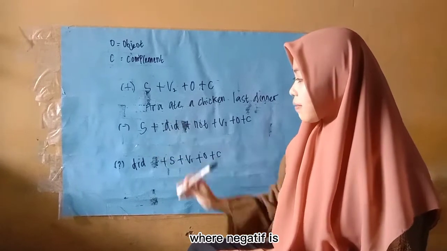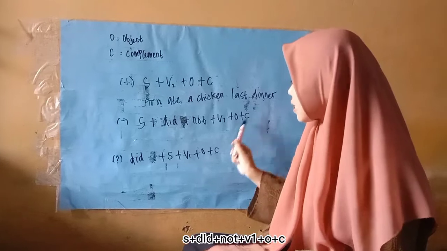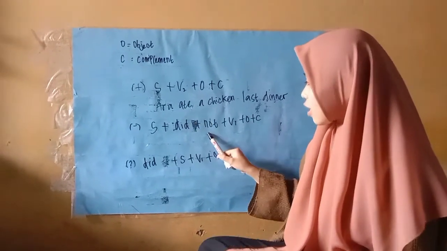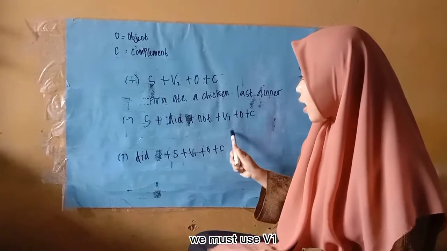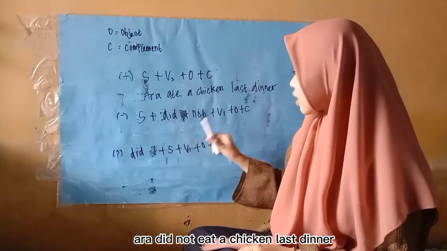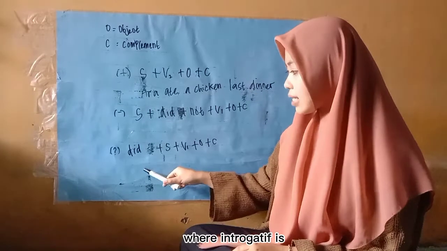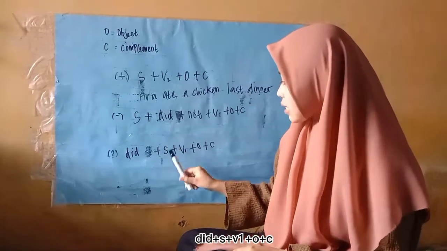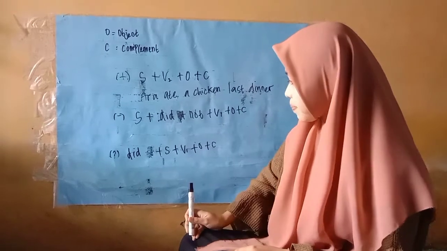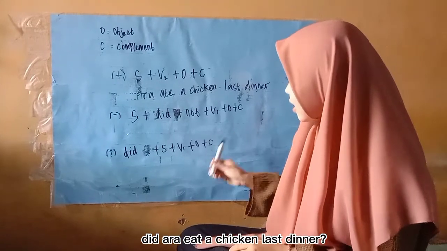Where negative is subject plus did plus not plus verb one plus object plus complement. Example is Ara did not. We must use verb one. Meaning is Ara did not eat chicken last dinner. Where interrogative is did plus subject plus verb one plus object plus complement. Example is did Ara eat a chicken last dinner?